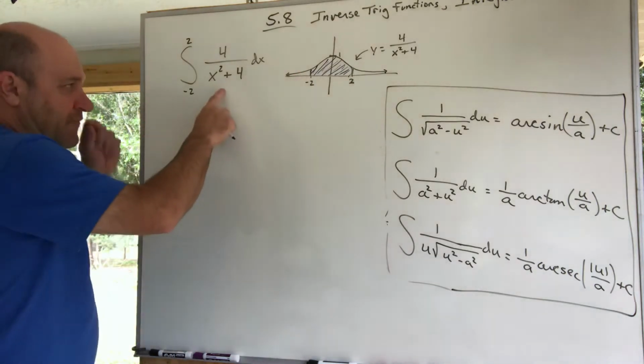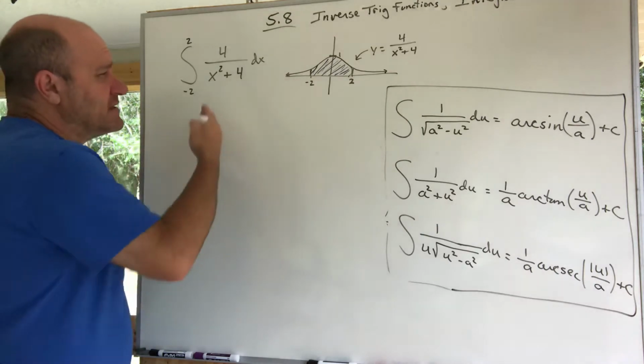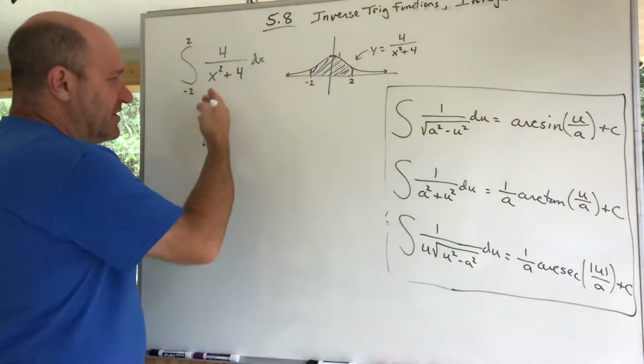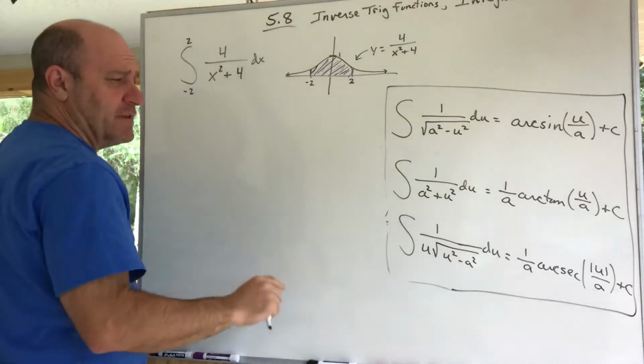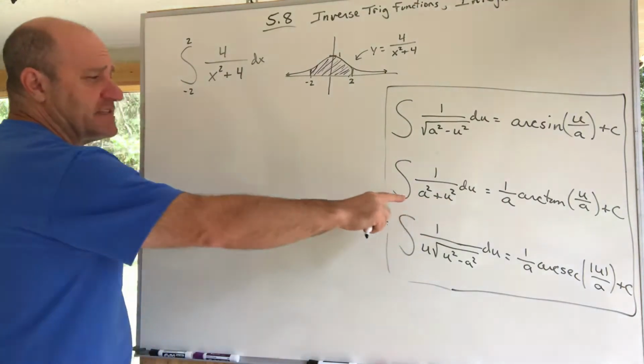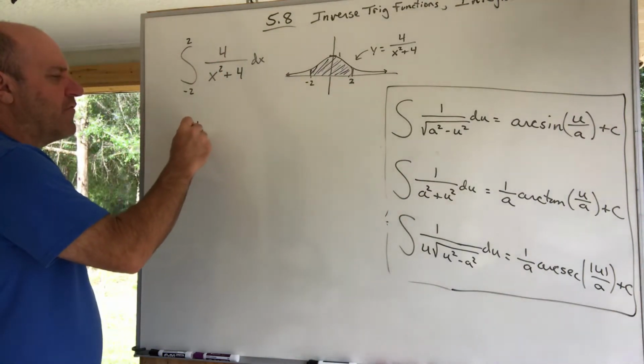To do it, I have to recognize how to integrate this. It's not u-substitution, really. It's not a natural log. Some people think anything in the denominator is a natural log. That's not what this is. This is a good old arctangent. I can see it very clearly. There's a 4 out front. I'm going to pull the 4 out front.